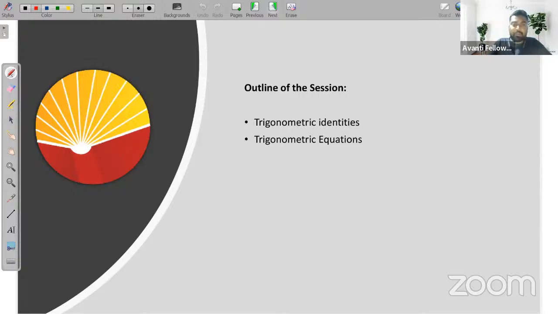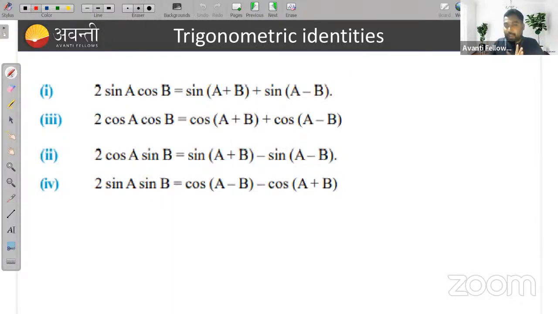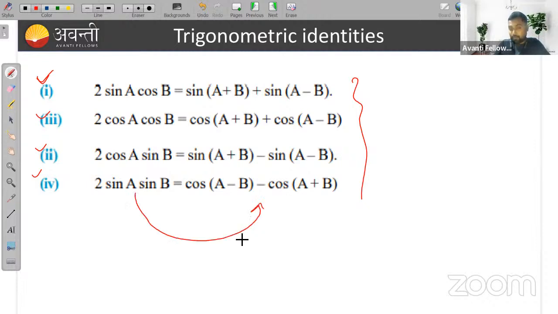So these are some identities I have told you in the last class. Am I right? So you should remember these four identities. That is sin(a+b) plus sin(a-b). Here, what we are doing? We are converting product to addition or subtraction. That is 2 sin a cos b is actually sin(a+b) plus sin(a-b).